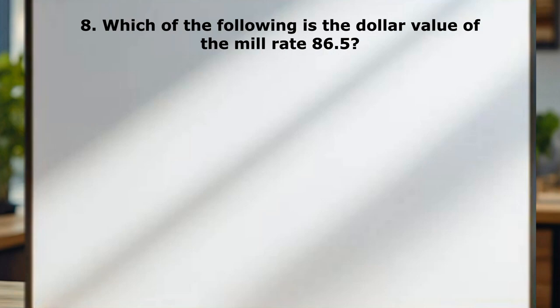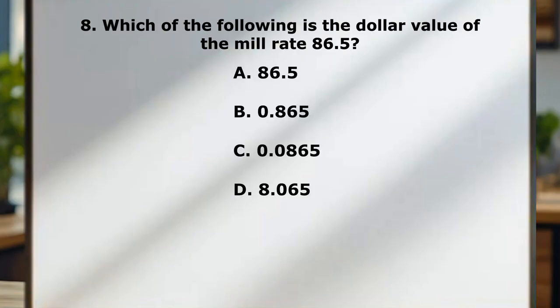Question number 8. Which of the following is the dollar value of the mill rate 86.5? A. 86.5. B. 0.865. C. 0.0865. D. 8.065.